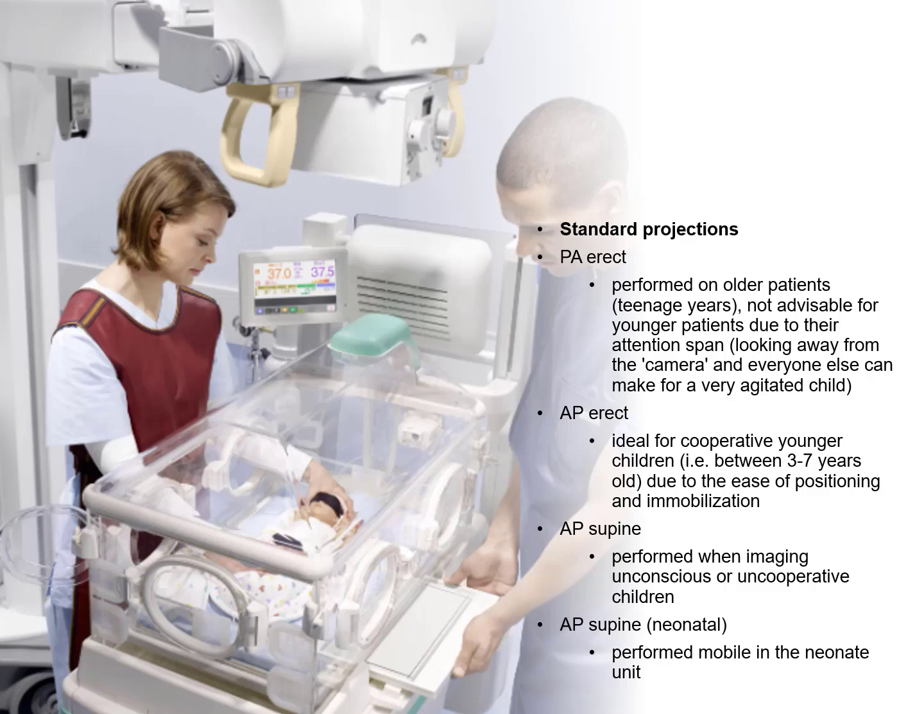Standard projections for the chest x-ray for pediatrics and neonates are a PA erect, AP erect, AP supine, and AP supine for the neonate. Erect PA chests are performed on older patients, but not advisable for the younger patients due to their lack of attention span. Although we'll get some magnification, an AP erect is ideal for a cooperative younger child between the ages of 3 to 7. They're easy to position and immobilize in this position.